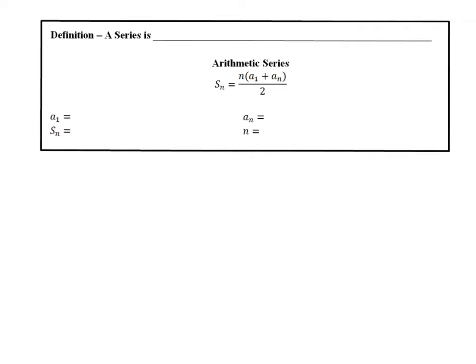So let's go ahead and put this in our definition box. A series is just the sum of the terms of a sequence. So when we look at our formula, Sn equals n times a1 plus an, divided by 2.